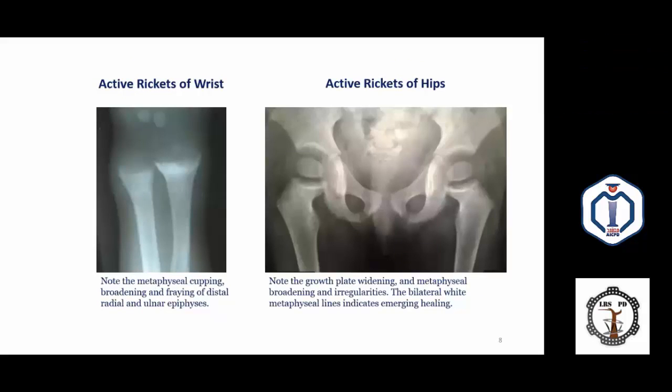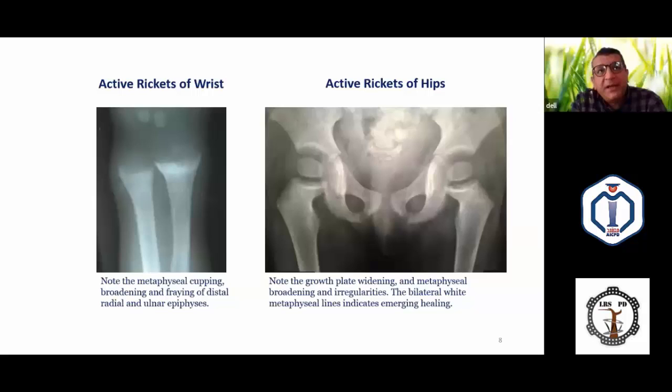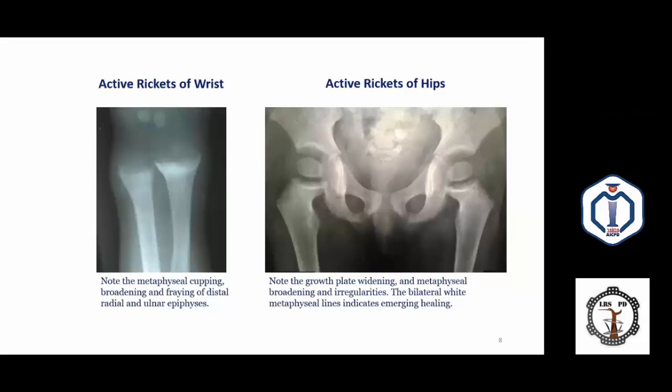If we are treating coronal plane deformities around the knee, we also have to be aware that other deformities may exist in the skeleton. Here is an example of active rickets of the wrist. Here the cupping is more prominent. You can see it, and the same pathological findings as we have seen before.